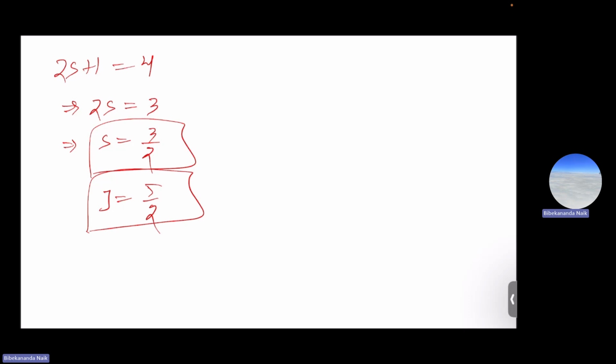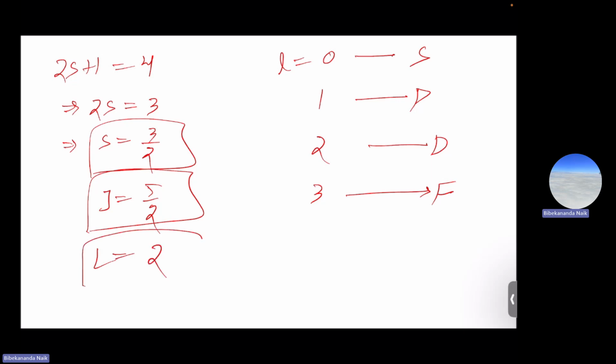Since we have S equal to 3 by 2 and J equal to 5 by 2, now let's determine L. So L is D. We know for L equal to 0 it is S, L equal to 1 it is P, L equal to 2 it is D, and L equal to 3 it is F. So L is 2 since D is present.